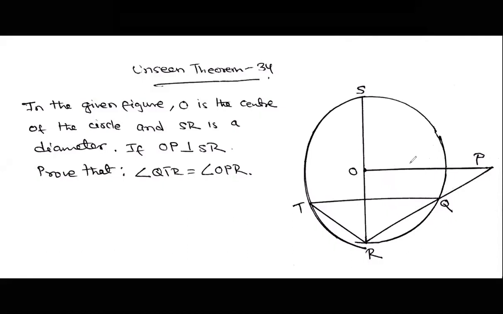That means we need to do some construction over here. In the given figure, O is the center of the circle, as it is shown in the question. So SR is a diameter. Okay, so I have mentioned just before, the line through the center is a diameter. Okay, and OP is perpendicular to SR. Perpendicular means 90 degree. OP meets SR, which means this is perpendicular.